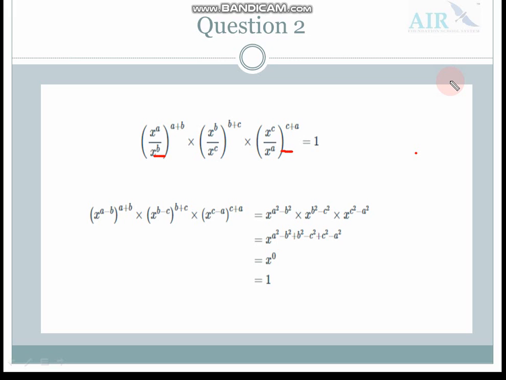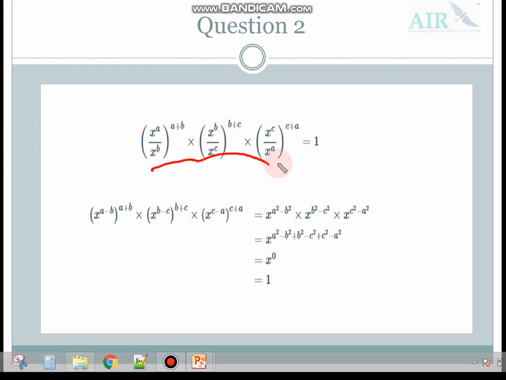Again, this is very similar to question number 1, and again we have to use the law of exponents here, nothing else. So here we have (x^a / x^b)^(a+b) into this and this and this, and that would be equal to 1. So basically we need to prove this statement as equal to 1. And how do we prove this statement as equal to 1?